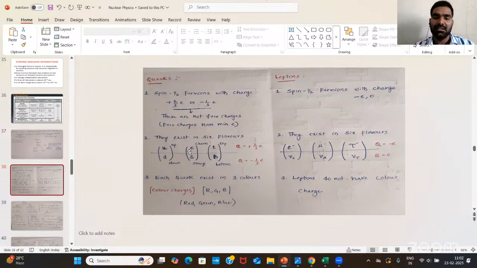Here the quarks have six flavors and leptons also have six flavors. These are also spin-half fermions. Here the charge is plus 2 by 3 e and minus 1 by 3, and here the charge is minus e and 0. The electron, muon and tau have a charge of minus e, and the electron neutrino, muon neutrino and tau neutrino have a charge of 0. Remember this: leptons do not have any color charge, while quarks have color charge.